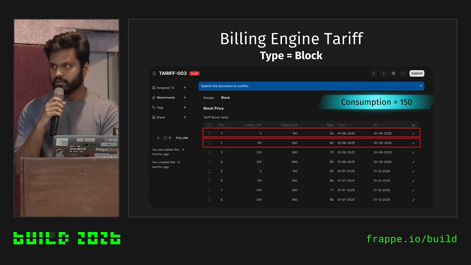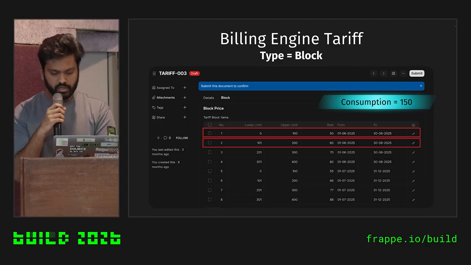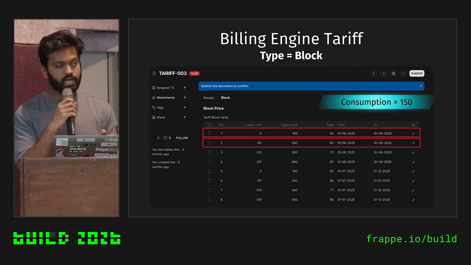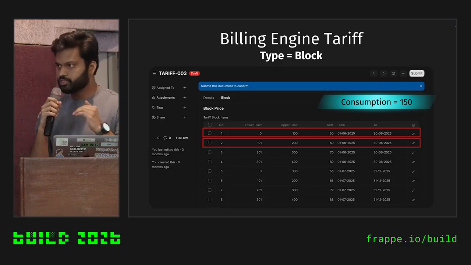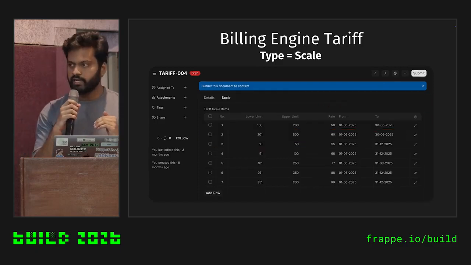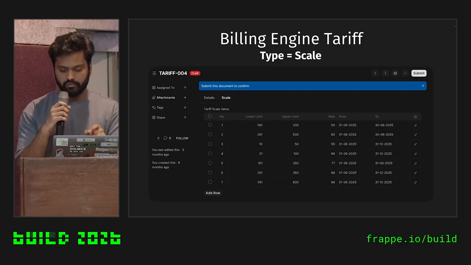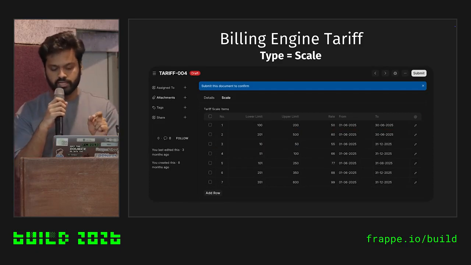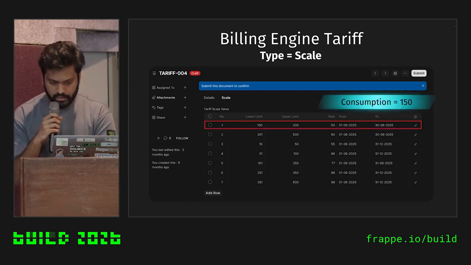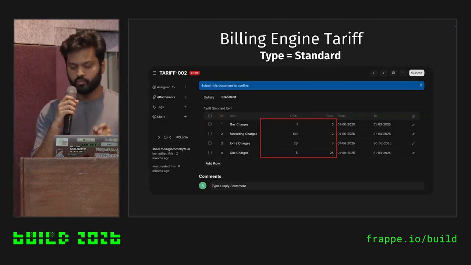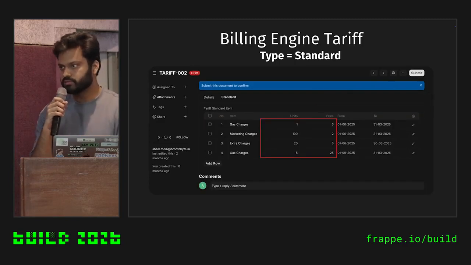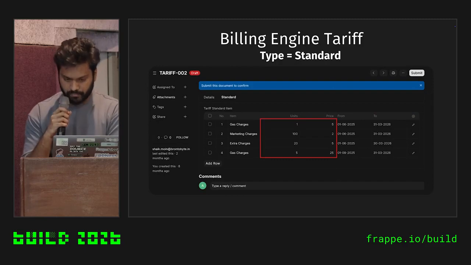And then you have scale. Scale is similar to block, but the calculation method is quite different. In scale, rather than taking sequentially across the rows, it directly takes the rate wherever the consumption lies. Wherever the consumption lies between the upper and lower limit, it takes from that range. And then you have standard. In standard, they mention at what units cost what price. This is very basic.